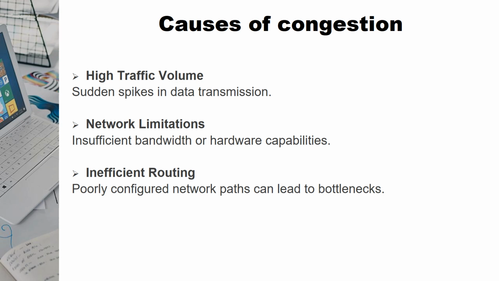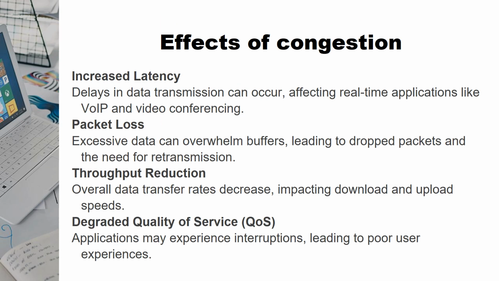We are talking of inefficient routing. Inefficient routing algorithms can lead to congestion by routing too much traffic over a single path, and also poorly configured network paths can lead to bottlenecks. Then we also need to explain the effects of congestion.